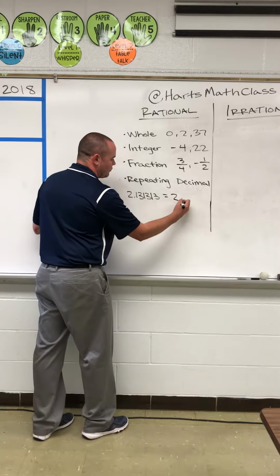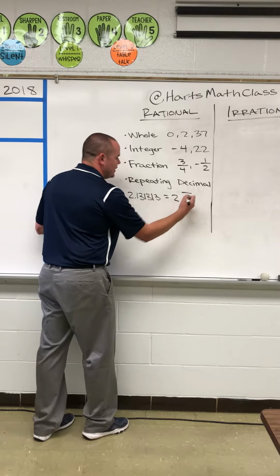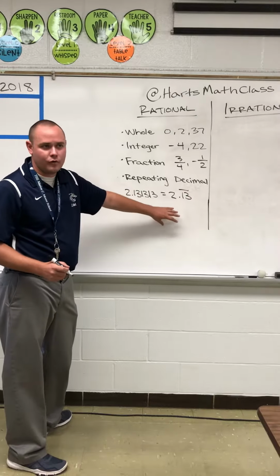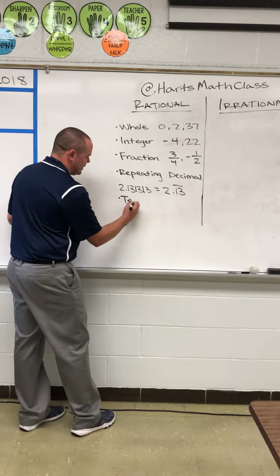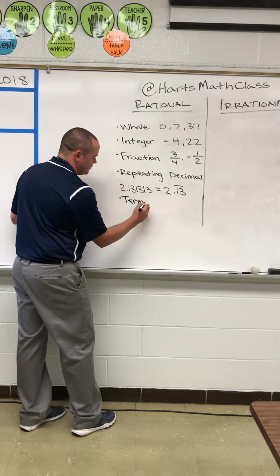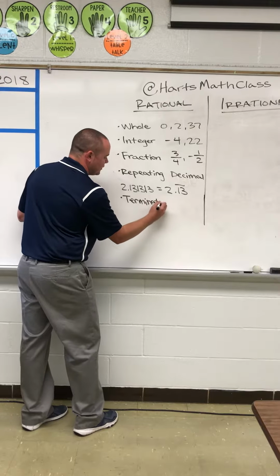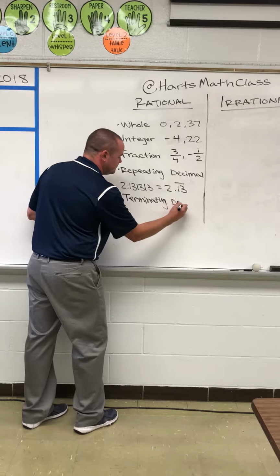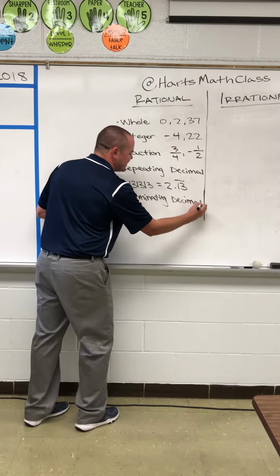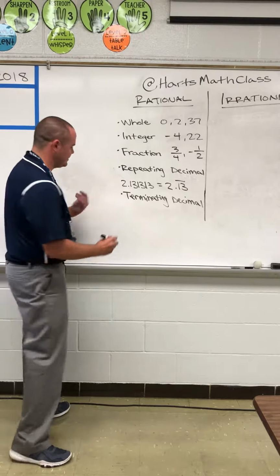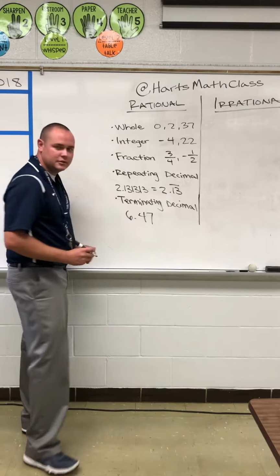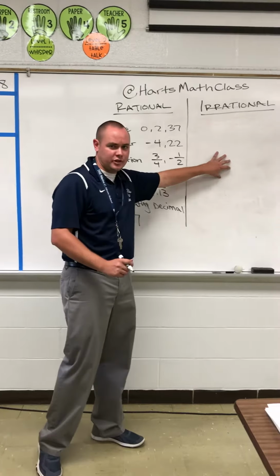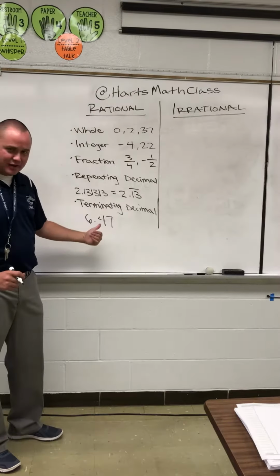Another way we would want to write it, and how we should write it, is put the repeating bar over whichever numbers repeat. But then another type of decimal is a terminating decimal. And I hope I'm spelling that right. But a terminating decimal, and terminate just means to end, so it's going to be a decimal that stops. So for instance, 6.47.